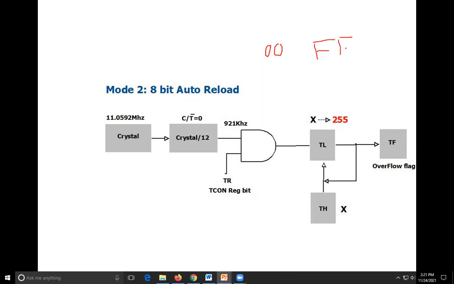So this is our 8-bit counting. Suppose I want to count starting from 10 up to FF. This is the first number, and I put this initial number into TH. Then I start the counting in TL. TH is loaded into TL, so TL gets the starting value.